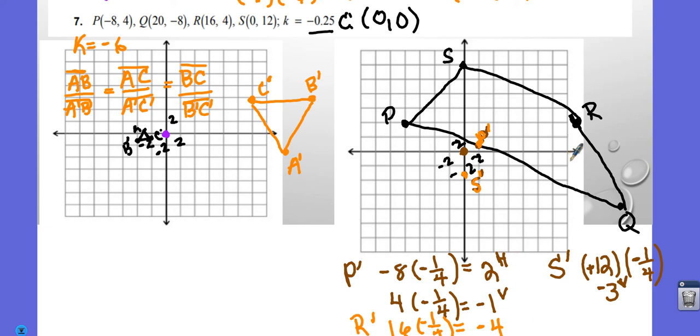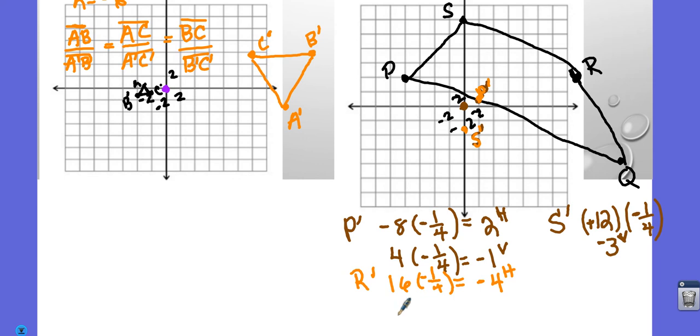And then my vertical component is 2 and 4. This is my horizontal component. Vertical component is positive 4, and I'll multiply that by 1/4. So I get negative 1. So this is telling me to go horizontally to the left by 4, so 2, 4, and then down 1. So there we go. And that is our R prime.